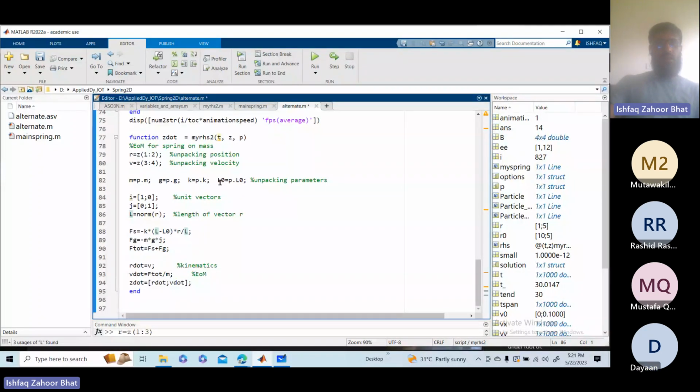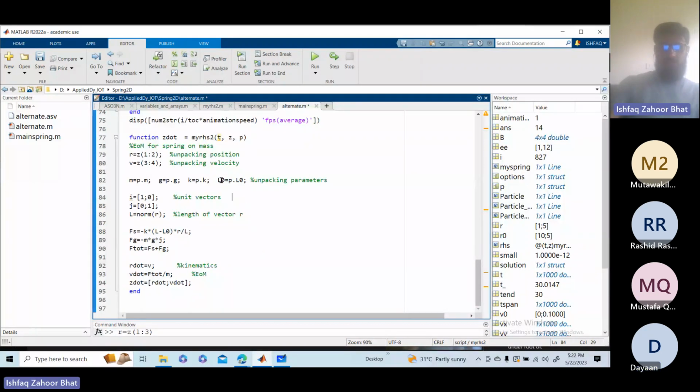L naught is the initial value. Sorry, it is not the initial value. Initial value is something different. L naught is the unstretched length of the spring. There is a difference between the initial value and this L naught. Initial value means that maybe at t equal to 0, the spring may be stretched. So the length of the spring at time t equal to 0 is not what I am defining as L naught. L naught, I am defining as a constant normal length of the spring, and that will not change with time. Is it okay? Yes, sir.